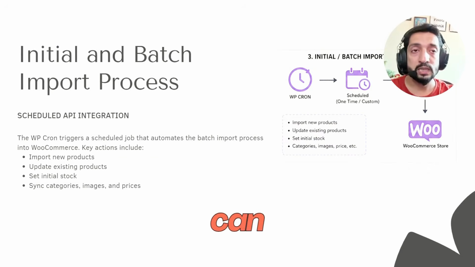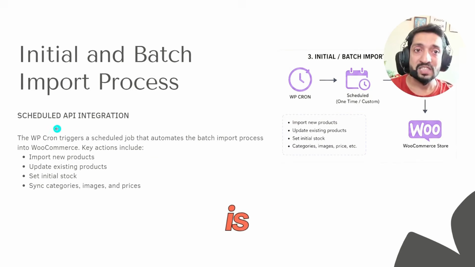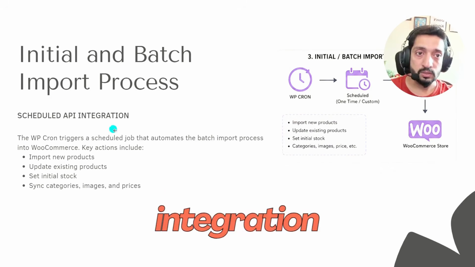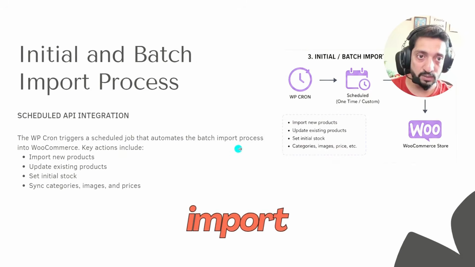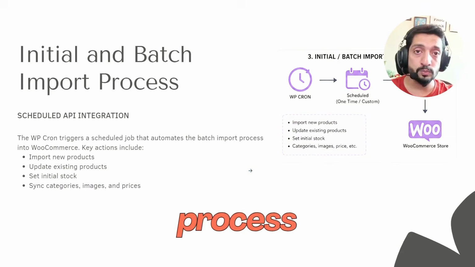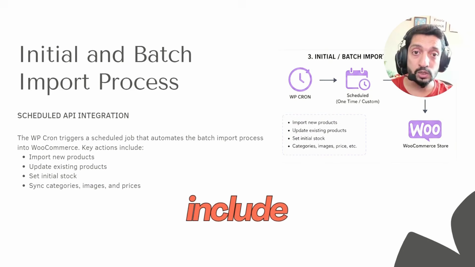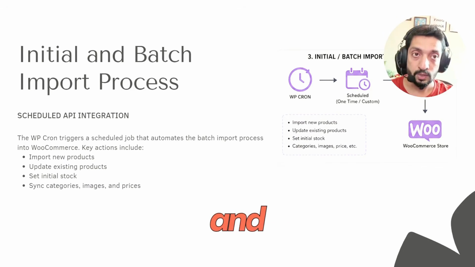As you can see, we can have an initial and batch import process, which is scheduled API integration. The WP-Cron triggers schedule a job that automates the batch import process into WooCommerce. Key actions include import new product, update existing product, set initial stock, sync category, images, and prices. So this import process should also include updating the existing products. And this has to be done in batch.